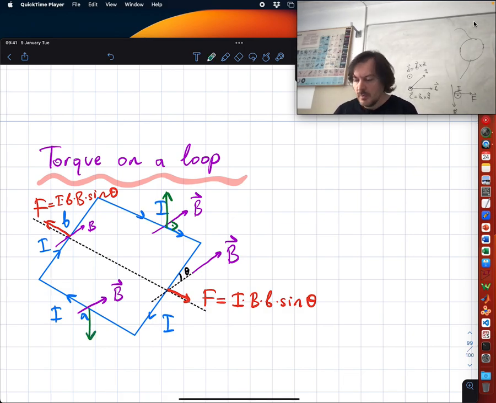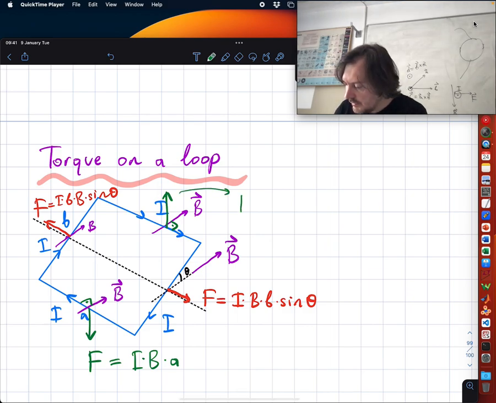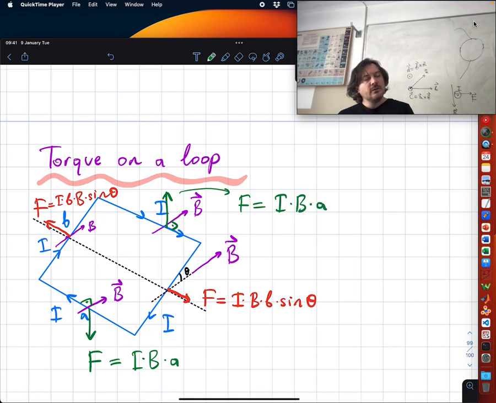All right? So what is F for these ones? I B A sine 90. Exactly. Times sine 90 degrees is 1. So it's just I times B times A. Right? And also here it's I times B times A. Do these forces create torque?